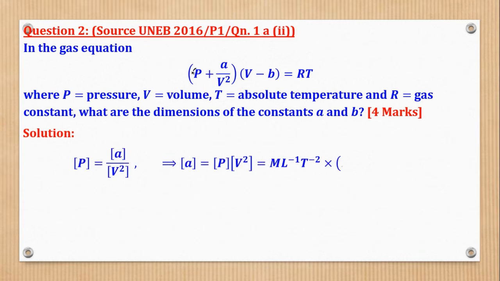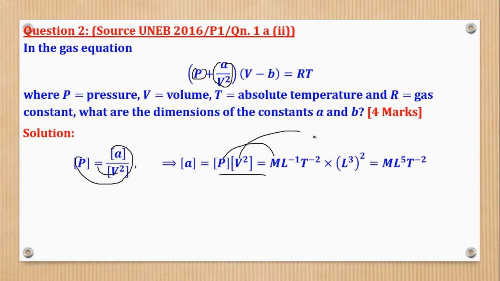So this P has a dimension which is equal to A over V squared. That's why I say here that they are equal. Then when I make A the subject, this one goes this side to come up with this. Then put the dimension of P, dimension of V squared to give you this as the dimension of A.